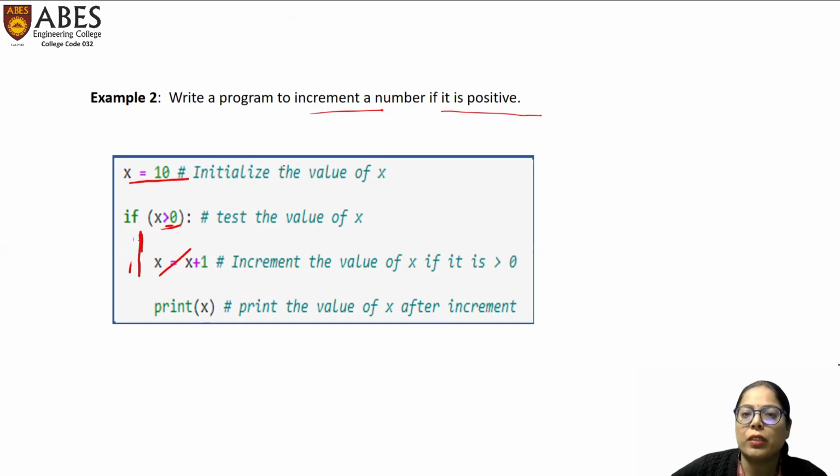What would happen if the number had been x equals to -5? In this scenario, when it checks, it would find that the number is not greater than 0, that means the condition is false. In that case, this statement will not be executed for a negative number. I hope this program is clear to you. You can have a look so that you can have a better understanding.